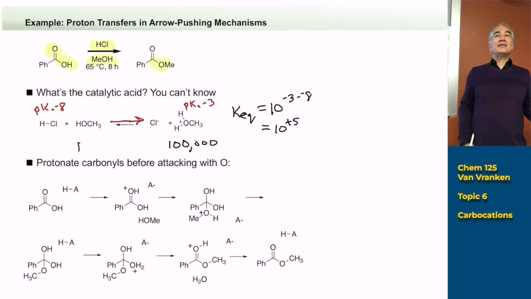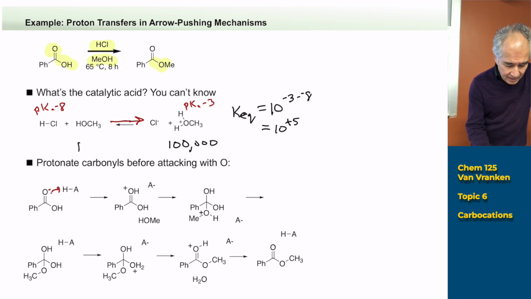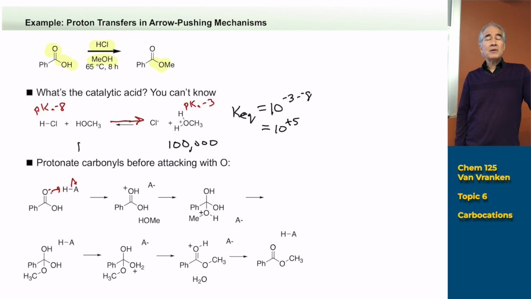Most of the acid that's floating around in our solution is this protonated alcohol. There's not a whole lot of HCl in there. Less than 1% of the HCl still exists as HCl, but the HCl is more powerful, so you can't know what's putting the proton on the carbonyl. Our initial arrow pushing step for this reaction is going to start with the carbonyl picking up a proton from some acid, and you have no idea whether it's the HCl that's more powerful or whether it's the protonated methanol that's more abundant.